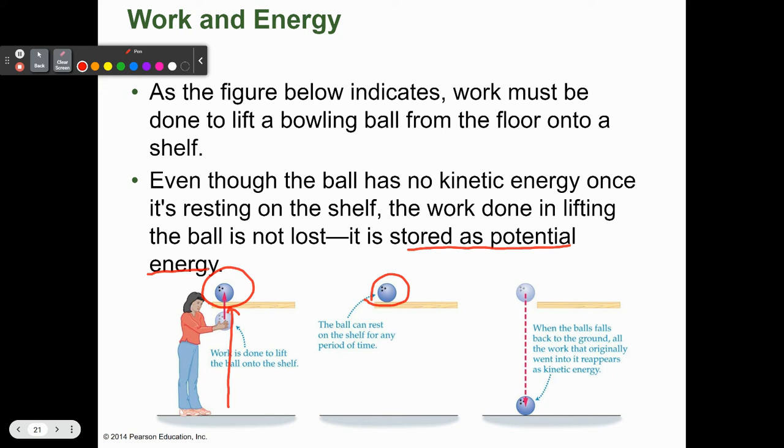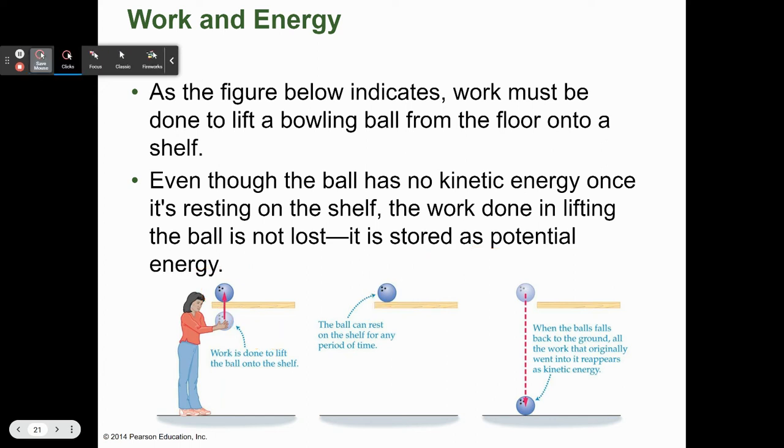If that ball were to roll off the shelf, at the point where it rolls off, then that potential energy is going to wind up getting converted back into kinetic energy. Okay, so the work is still there. The work stays the same. It's the energy that will get converted between kinetic energy and potential energy and back again, depending on where that ball is and what it's doing.